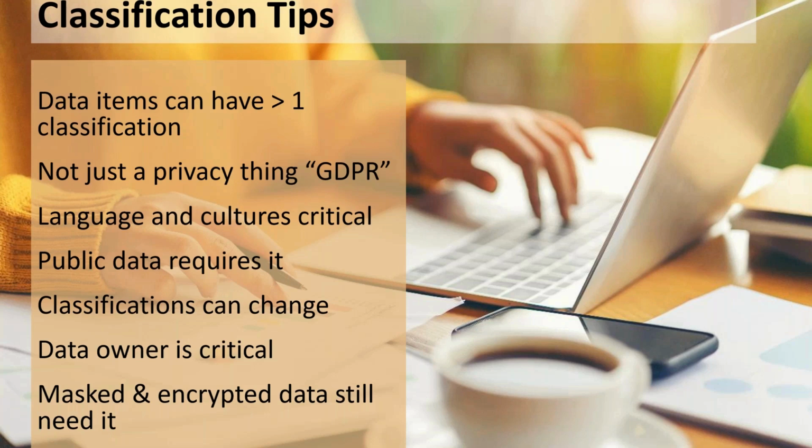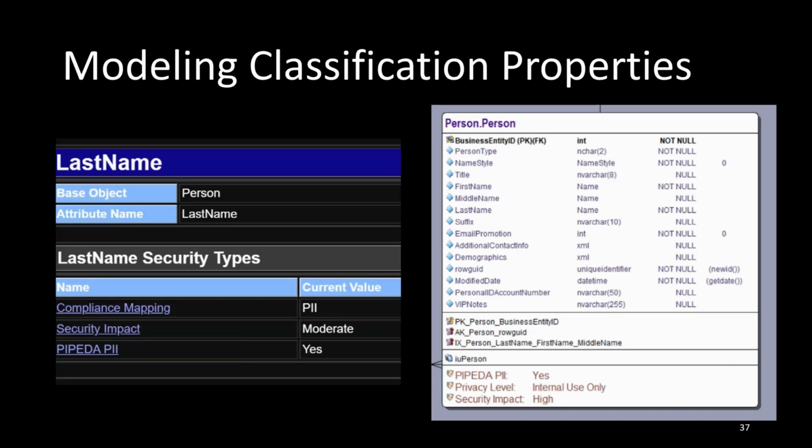Languages and cultures are critical to classifying data. A lot of these tools support several languages. A lot of tools only support English, so that can be an issue. Public data requires to be classified that way. They can change over time. The data owner should assist in all this. And just because it's classified, we still might have to mask or encrypt it.